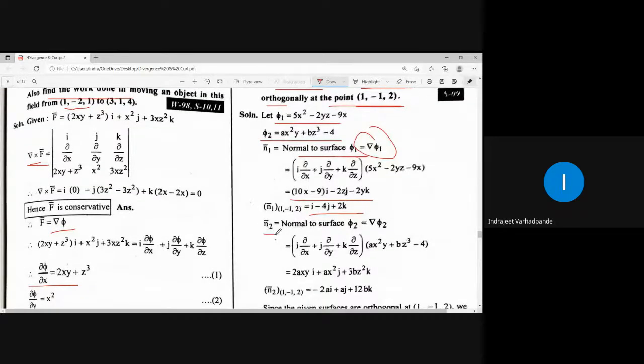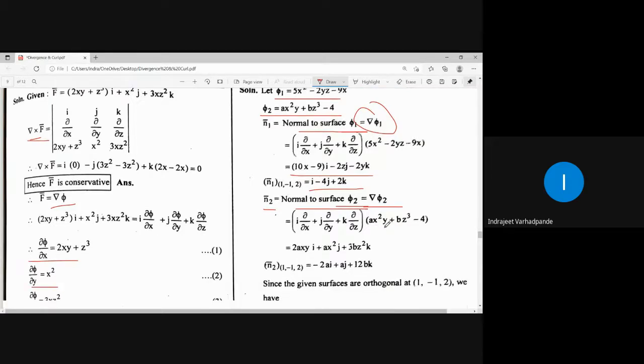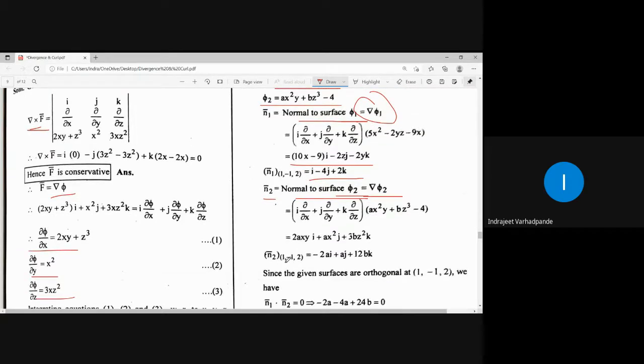The second vector n2, which is normal to the surface phi 2, that is grad phi 2. Appropriately find the differentiation and obtain the value at point (1, -1, 2). So this is what we get as the value for the second vector.